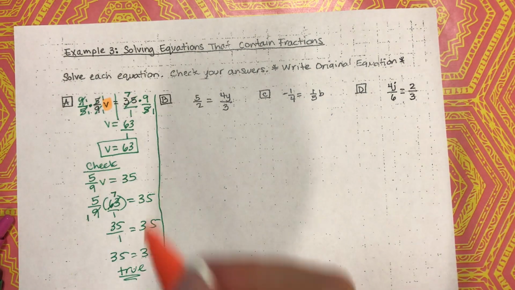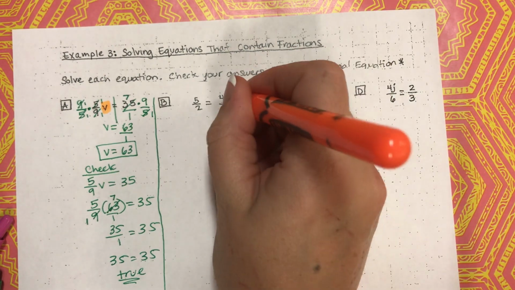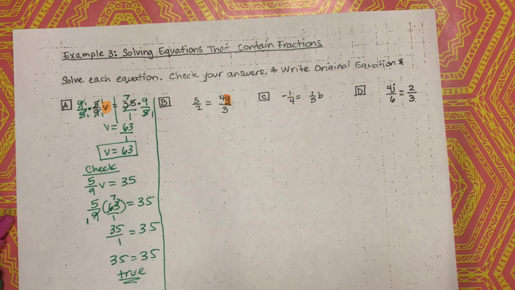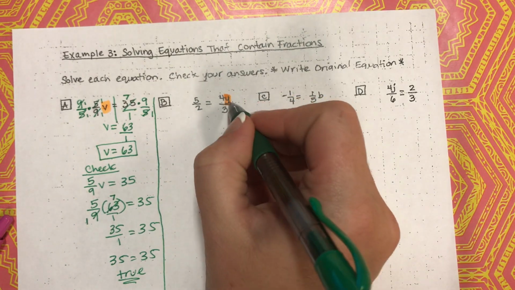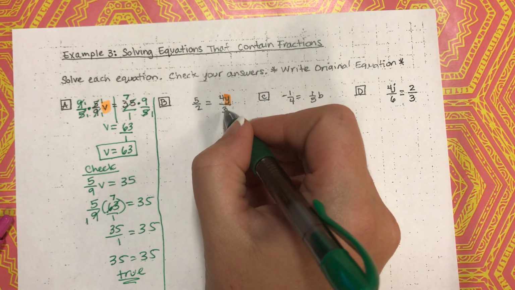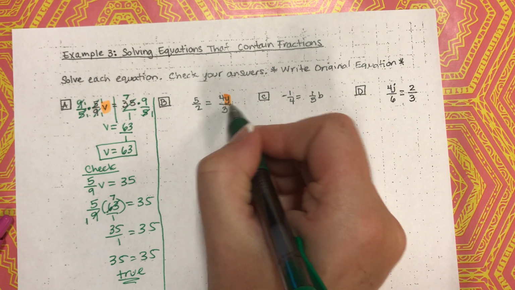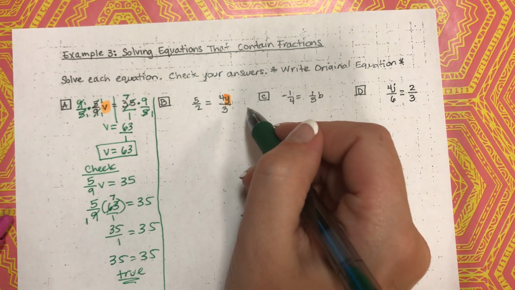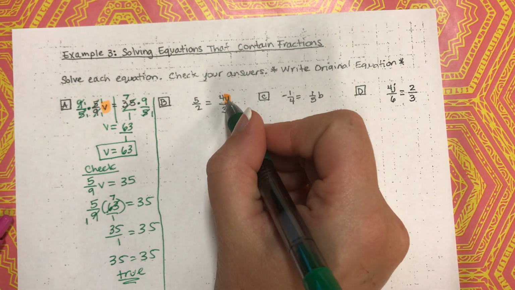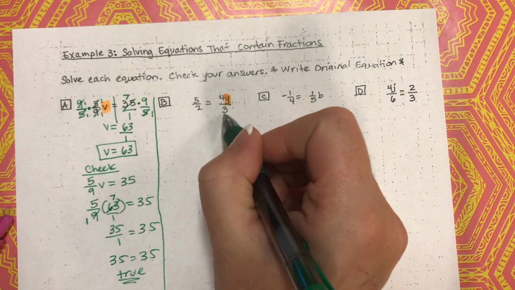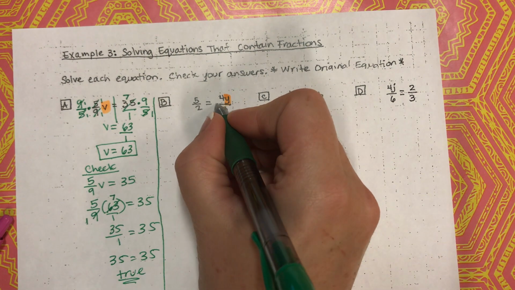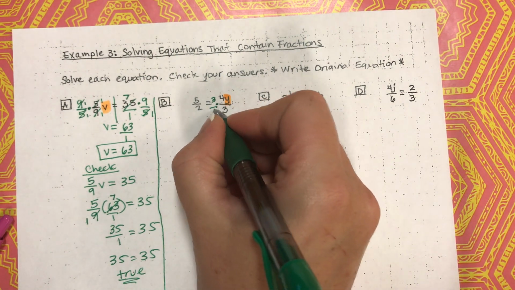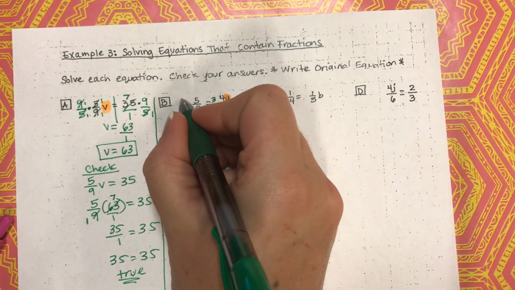Okay, so we have 5 over 2 equals 4y over 3. Again, we're trying to isolate that y and get it by itself. What I see is that it's all being multiplied. Y is being multiplied by 4/3. Even though it's 4y over 3, that is the same thing as 4/3 times y. So really, it's a fraction being multiplied by y. So we're going to multiply by that reciprocal, which would be 3/4, to both sides.